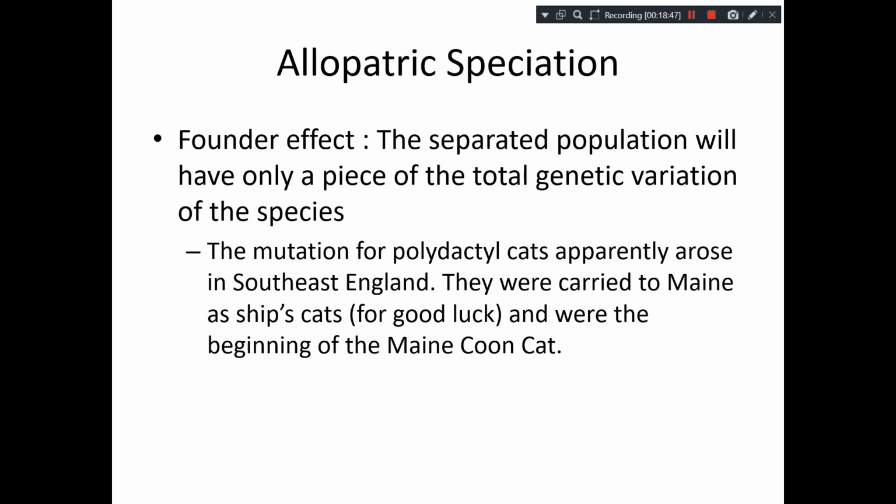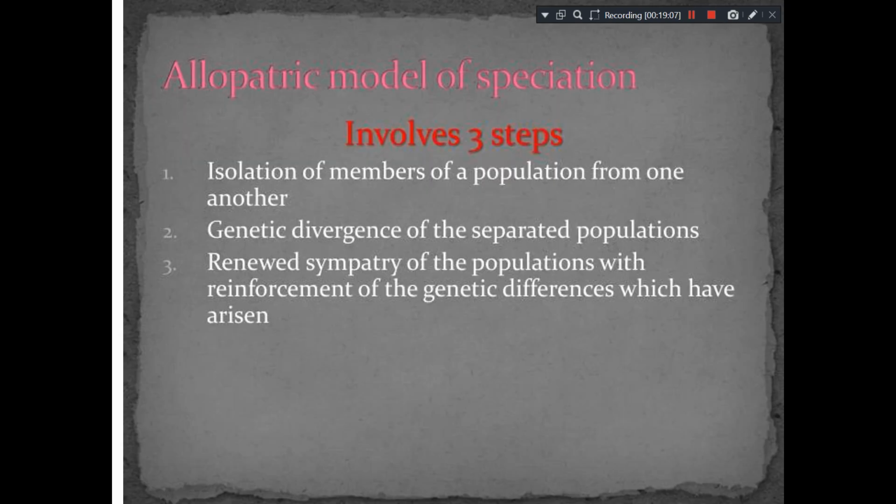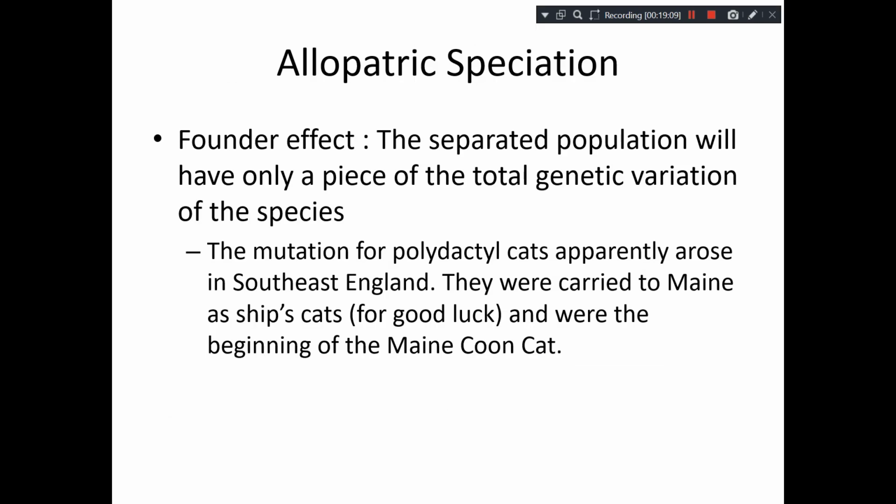This is what we call allopatric speciation. The next type of speciation is what is known as sympatric speciation. In order to understand allopatric speciation further, this is happening because of the separation. We should know the founder effect.